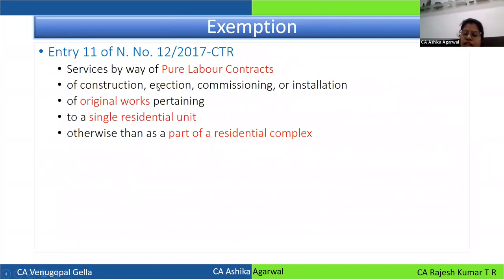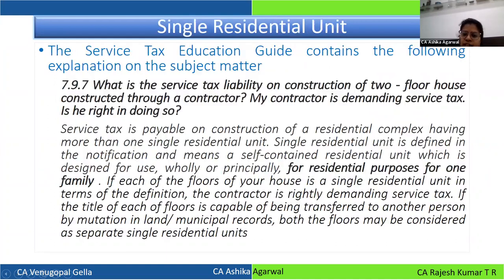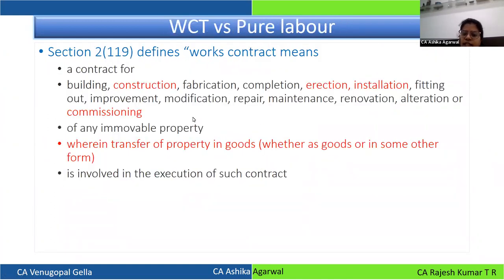Exemption is only for construction, erection, commission, or installation. But when it comes to works contract service, the definition covers fabrication, completion, fitting out, improvement, modification, repairs, maintenance, which is not available under the exemption for pure labor service. So only if you have provided service for only these four terms will you be eligible for exemption. Otherwise, it will be taxable at the rate of 18%.